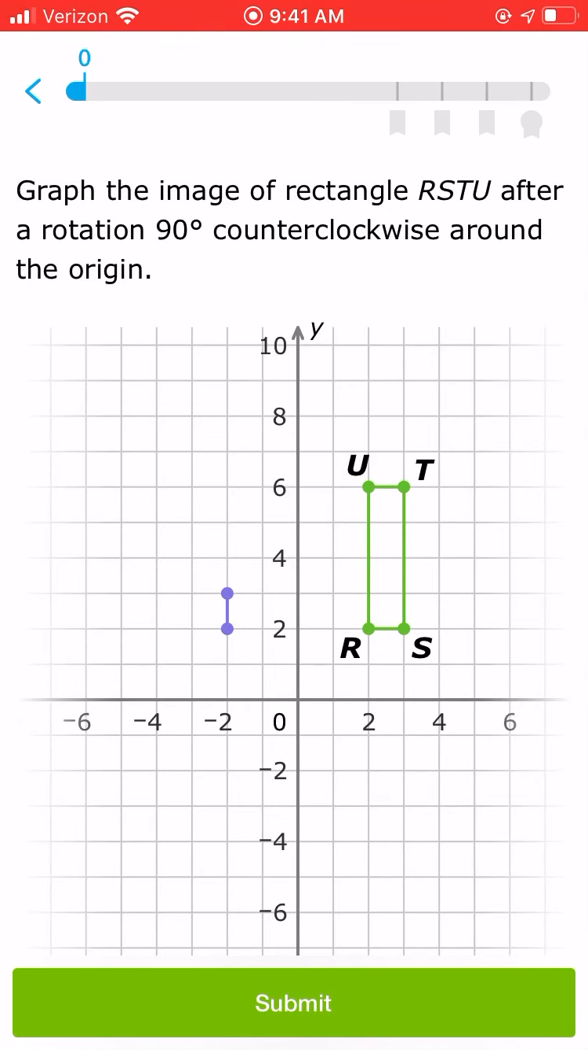All right, T is 3, 6. So we need to change that to 6, 3. And then to finish off, you just know you're making a parallelogram, so you really don't even have to worry about R. U. U is 2, 6. We switched it to 6, 2. But if you just see it, you can go ahead and do it. And you can see that in the rotation, the UT is over there on the far left, and it just laid down on its side.